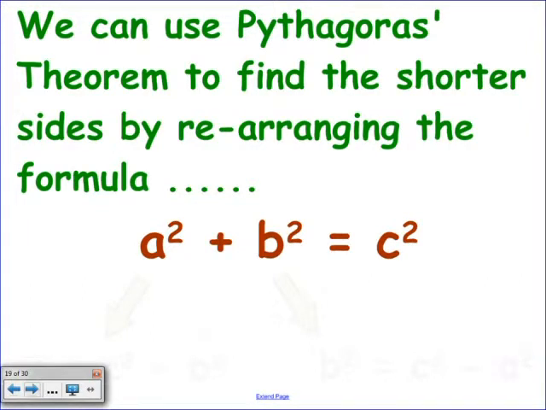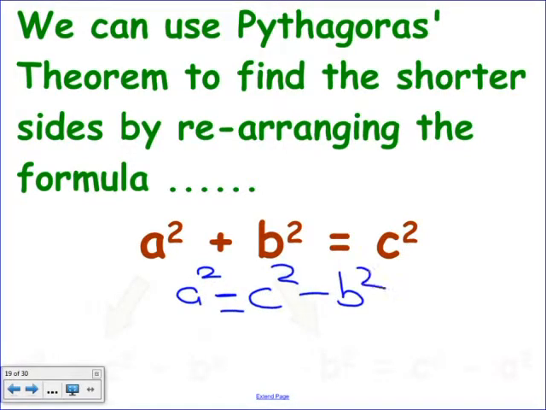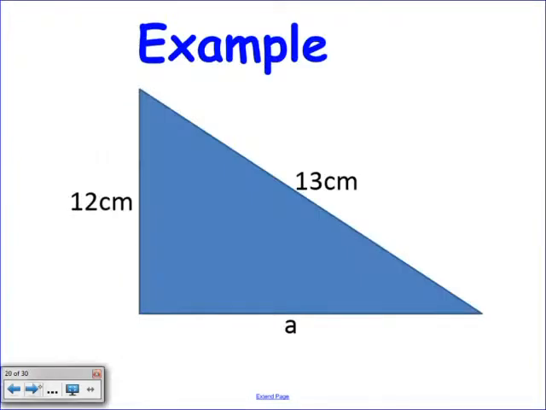We can work out one of the 2 smaller sides if we're given the other smaller side and the hypotenuse. So if I wanted to work out what A was and I knew B and C, you just move things around like algebra. To get A on its own, what would I have to do with B? Take it away. So you'd end up with A squared equals C squared minus B squared. And then once you get A squared, you square root whatever's over there and you end up with it, okay? So a bit of algebra to move things around to solve the smaller sides.